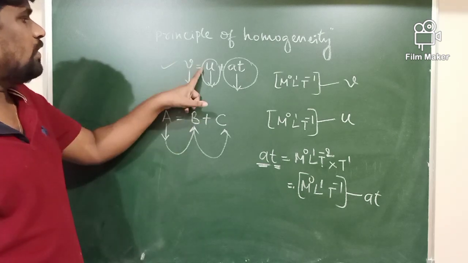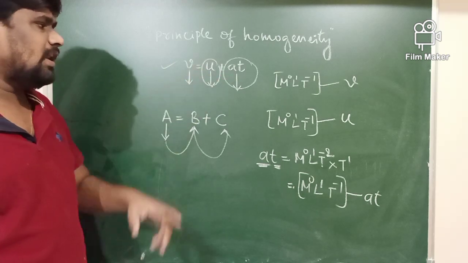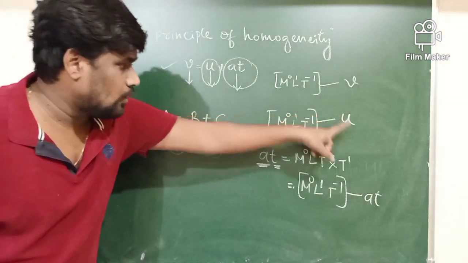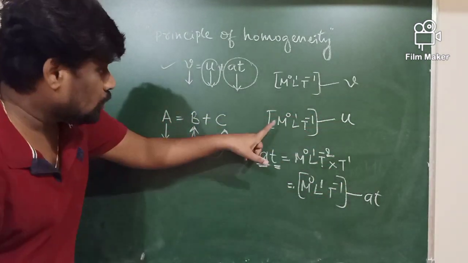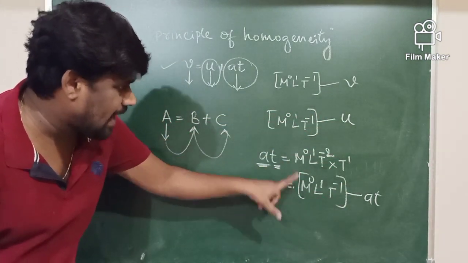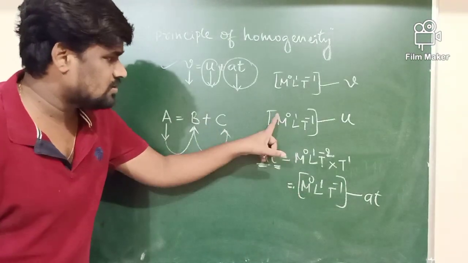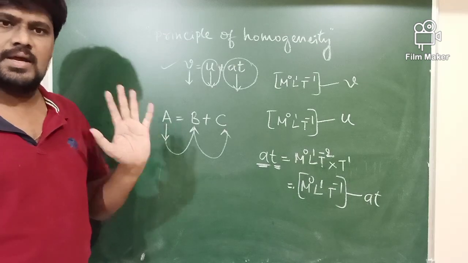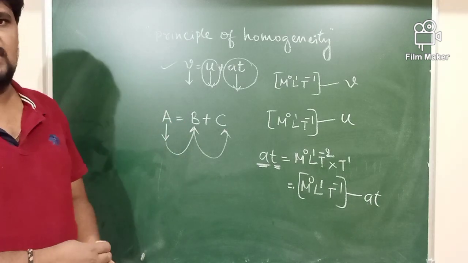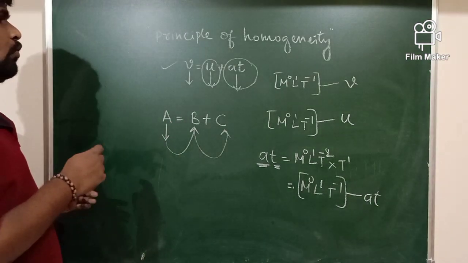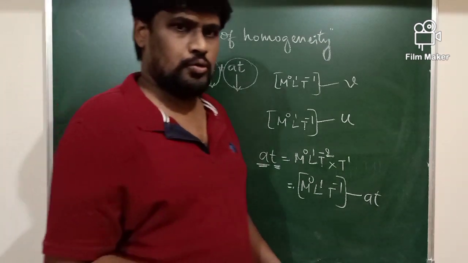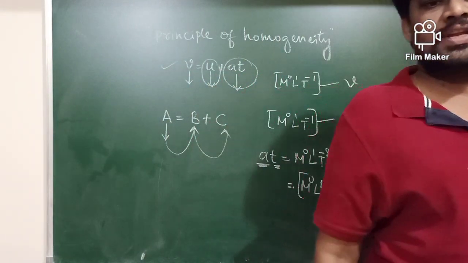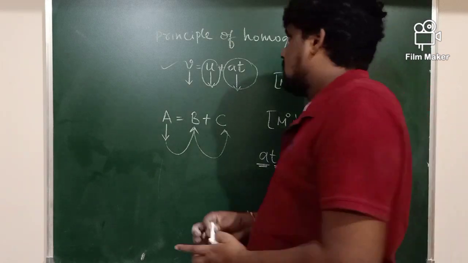ಇನ್ನೊಂದು ನೋಡಿ, U is added to AT. U ಅನ್ನ AT ನಲ್ಲಿ ಆಡ್ ಮಾಡಿದ್ರಿ. Why? Because U and AT both have same dimensions. ಇವೆರಡು ಡೈಮೆನ್ಷನ್ಸ್ ಸೇಮ್ ಇರೋದ್ರಿಂದ ಅವನ್ನ ಆಡ್ ಮಾಡಿದ್ವಿ. ಇಲ್ಲಿ ಕ್ವಶನ್ ಬರುತ್ತೆ, ಫೋರ್ಸ್ ಅನ್ನ ವೆಲಾಸಿಟಿ ನಲ್ಲಿ ಆಡ್ ಮಾಡಬಹುದಾ?